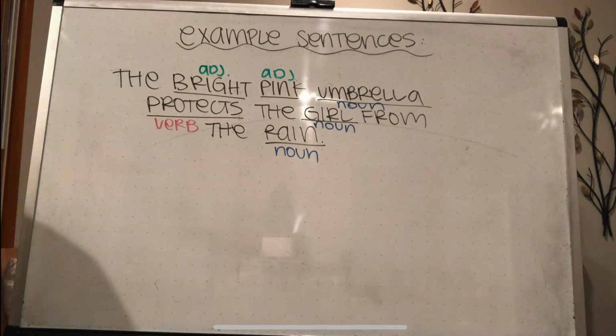Next, we're going to try and find the verb, and it's going to be an action verb in this case. The action verb is protects, because the umbrella protects. That's the action that it's doing. And then lastly, the adjectives are going to be bright and pink because they're describing the umbrella.